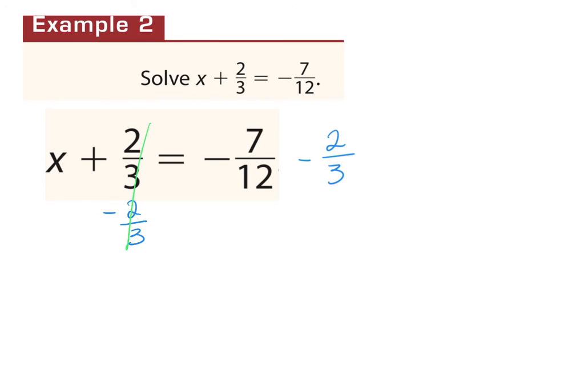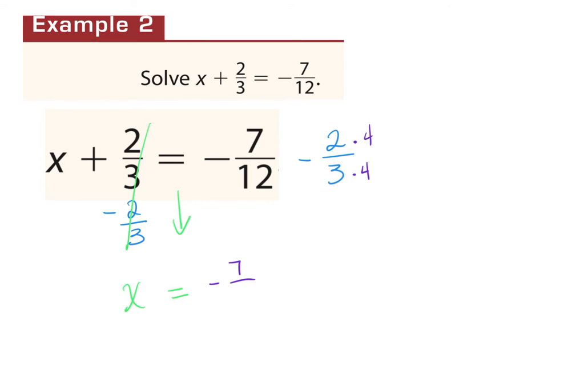You'll notice with the fractions, I put it beside it, just so I can subtract across. On the left-hand side, once again, positive 2/3 and negative 2/3 zero out. I'm left with just my x. I do need to bring down the equal sign. But now that I have fractions, what do I have to have when I'm subtracting fractions? Common denominator. What is my common denominator? 12. So the 12 is already on the 7/12. I need to get a common denominator here. So I'm going to multiply the top and the bottom by 4.